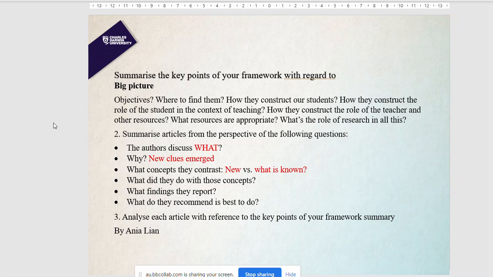And now what did they do with these concepts? What was the methodology of their research? What did they do? Did they construct an experiment, whatever? What findings did they report? What did they recommend as a result? So these are the sort of things that you need to have in your summaries of articles that you will include in your literature review.